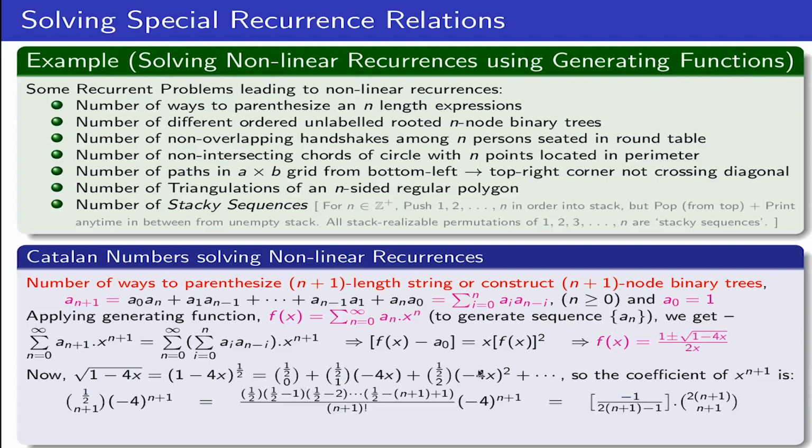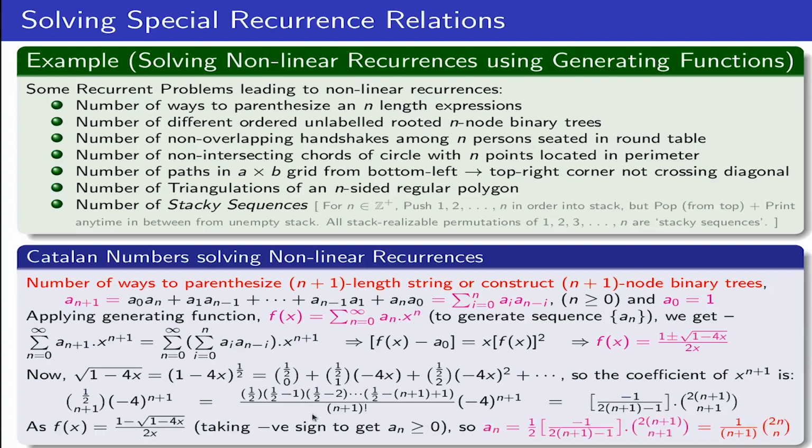So this sequence, if I use the Maclaurin series and just expand it, will be half choose n plus 1 times minus 4 to the power n plus 1, as the n plus 1th term. Expand it, solve it, and you will get this sort of a form. Now try to put it here to get the final coefficient. What will be the final coefficient here?